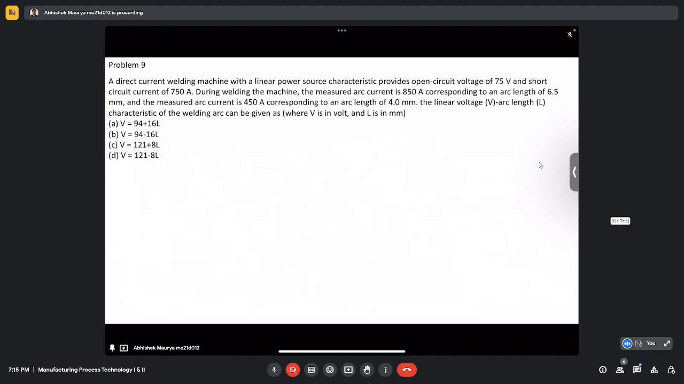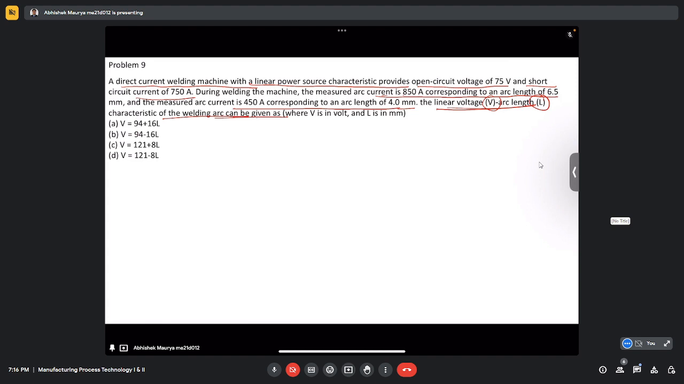First of all, let's see what has been asked in the problem. A direct current welding machine with linear power source characteristics provides an open circuit voltage of 75 volts and short circuit current of 750 amperes. During the welding, the measured arc current corresponding to 6.5 mm arc length is 350 ampere, and arc current corresponding to arc length of 4.5 mm is 450 amperes. And this relationship is given as linear. So what we need to find out is the voltage and length characteristics of the welding arc.